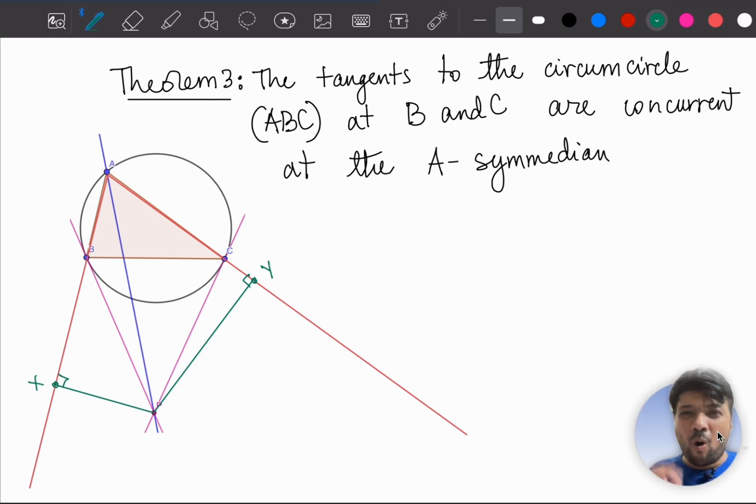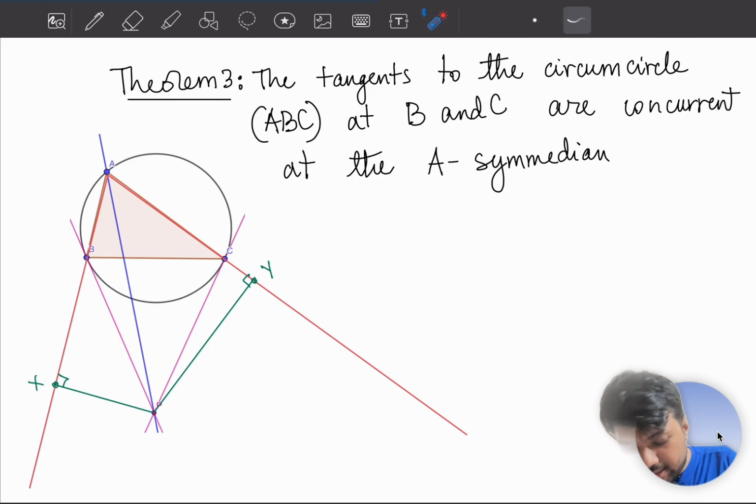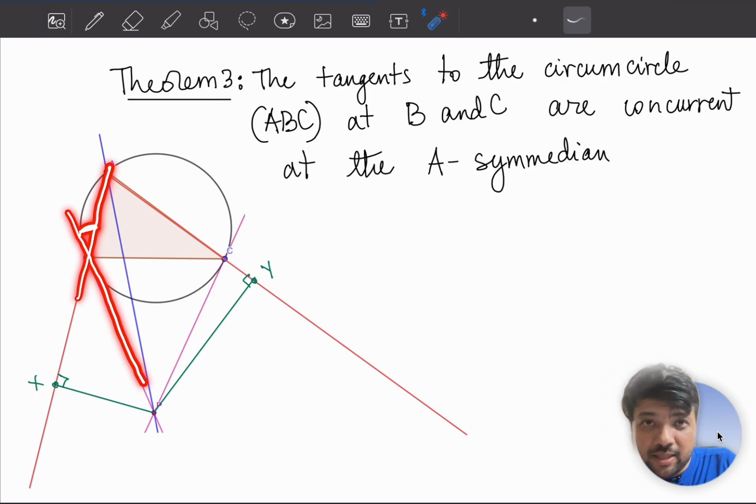All right, now all we need to do for this is a bit of angle chasing. So what we need is what's called the alternate segment theorem. Notice that when you have a tangent and you have a chord, then the angle between the tangent and the chord is equal to the angle subtended by the chord. This is called the alternate segment theorem.